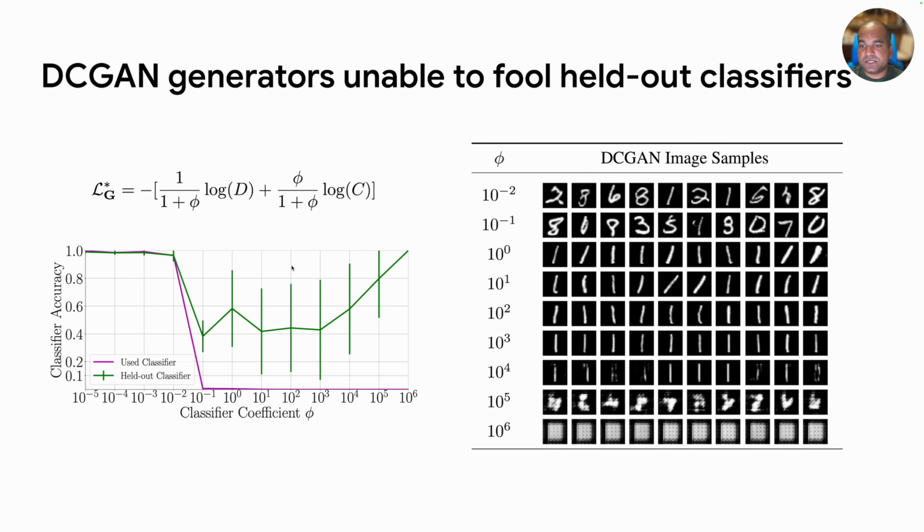So let's go over the DCGAN results. For low values of phi, 10^-3 or 10^-2, we are not able to fool the classifier used in the loss or the held out classifier, but as we increase the value of phi, we are able to fool the classifier included in the loss, and also to some extent the held out classifier, but the GAN quality collapses as we increase phi.